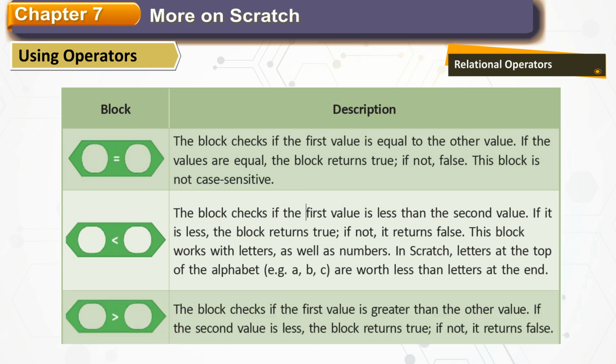Greater than: the block checks if the first value is greater than the other value. If the first value is greater, the block returns true. If not, it returns false.